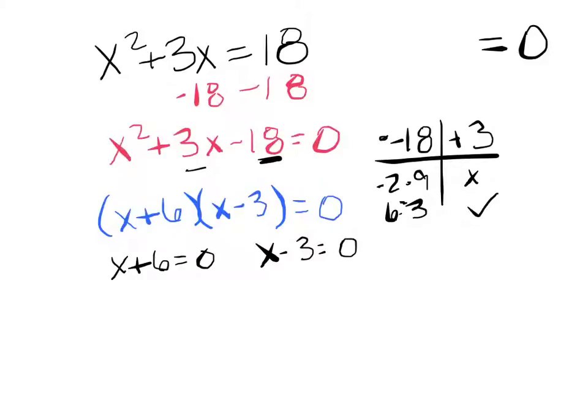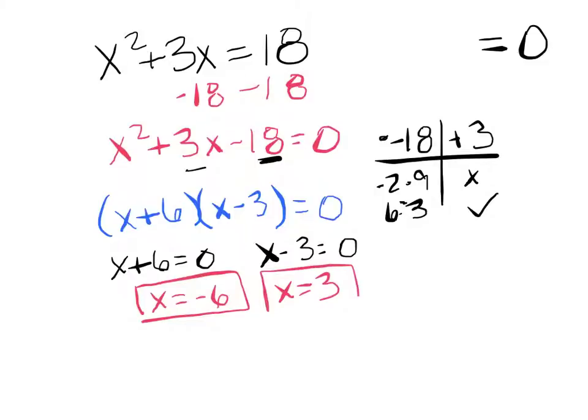Solve x plus 6 equals 0, you get x equals negative 6. That's one x-intercept, or one solution. Solve x minus 3 equals 0, and you get x equals 3. That's our second solution. So, solve by factoring says you need to have it equal to 0, you need to get it into factored form, and then you solve each factor for 0.